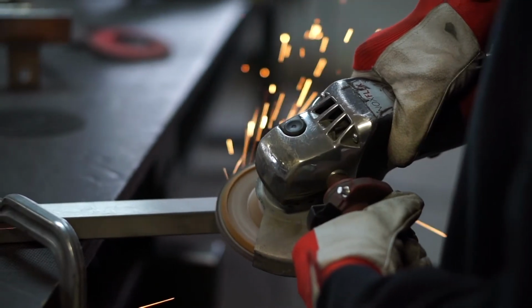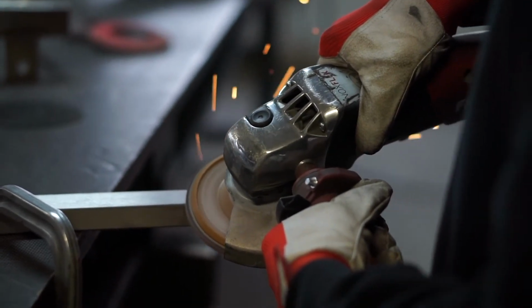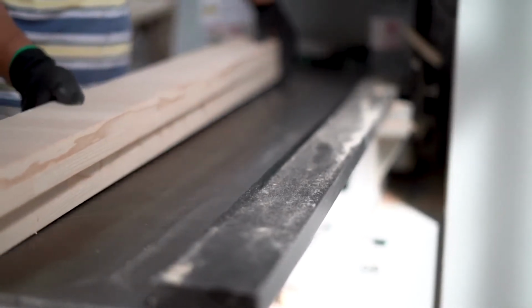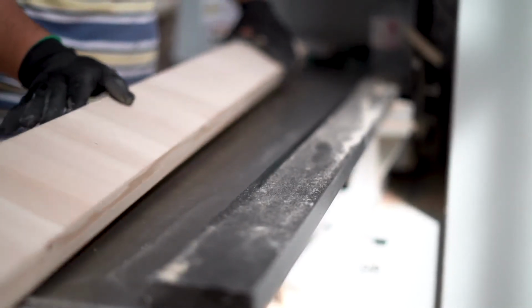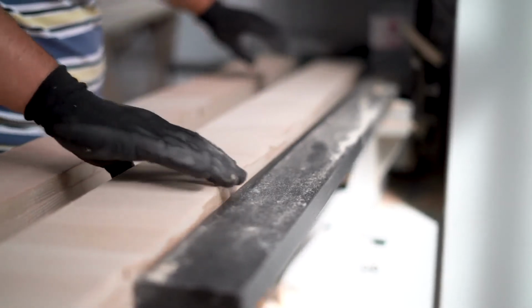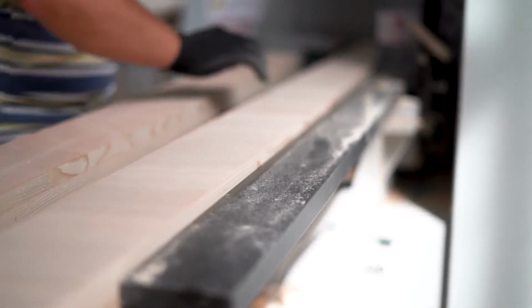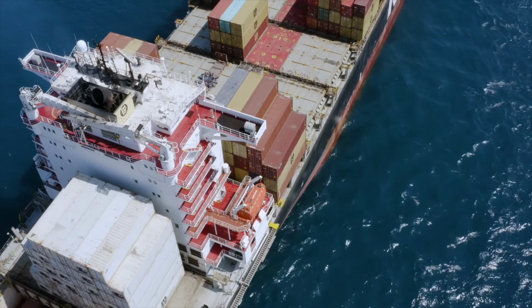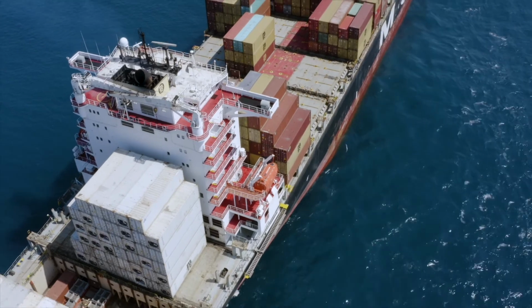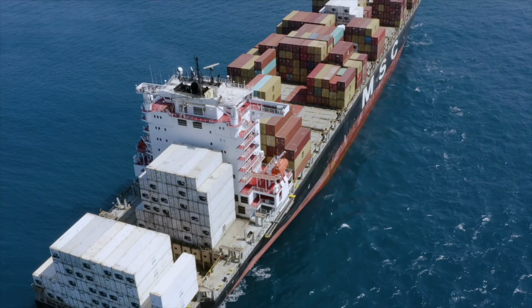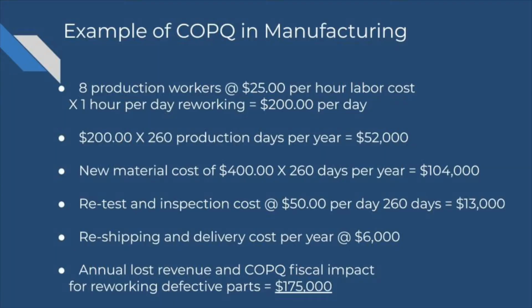Your new material cost of $400 times 260 production days per year is going to cost you $104,000. The retesting and inspection cost at $50 per day times 260 production days is going to equal $13,000. Your reshipping and delivery costs per year are also going to equal $6,000, which makes your annual cost and lost revenue of cost of poor quality, the fiscal impact of reworking those defective parts, equal $175,000.